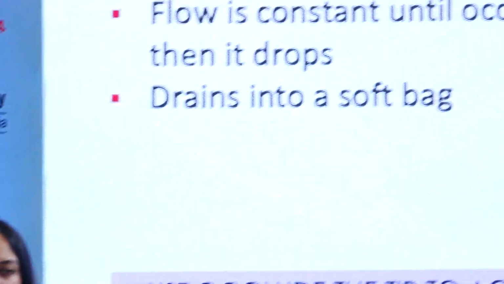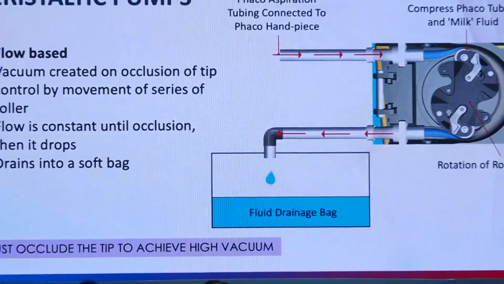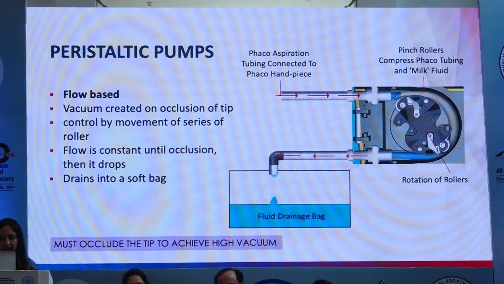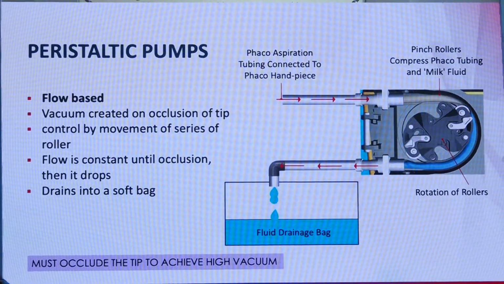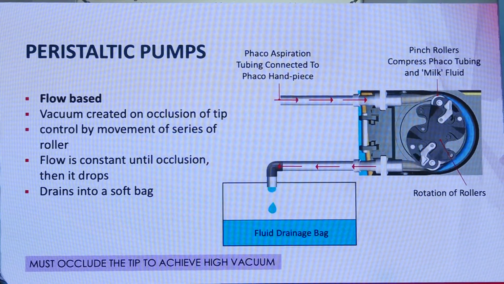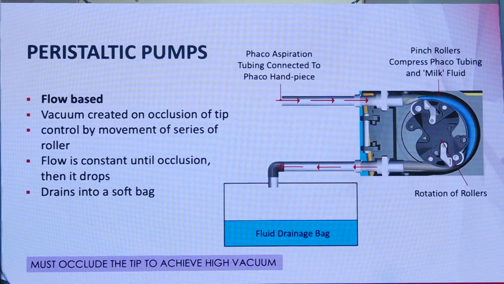When we talk about the peristaltic pump, this is a small demonstration. Here you can see the tubing above is attached to the handpiece where the flow is aspirated, and through the peristaltic movement of the pump, like contraction and relaxation, the fluid or the BSS is aspirated out in fluid pockets. This is a flow-based pump, therefore the name, it's a flow-based technology. The flow is continuous and vacuum is low in the initial phase. Vacuum is created only when the tube is occluded with the nuclear piece.